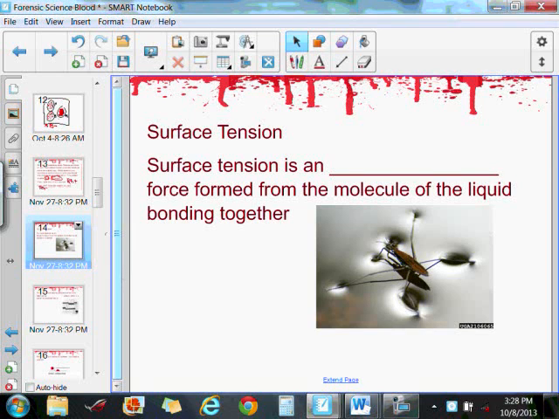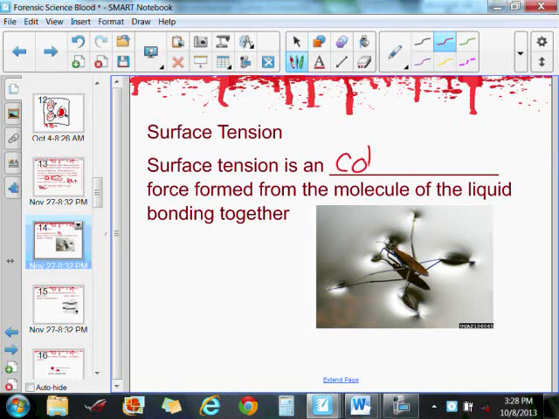Hello everyone. Before we talk about blood spatter, we're going to talk a little bit about surface tension. It is this property that determines what shape blood takes as it flies through the air, and thus a little bit about how it splatters when it hits a surface. Surface tension is something called a cohesive force.